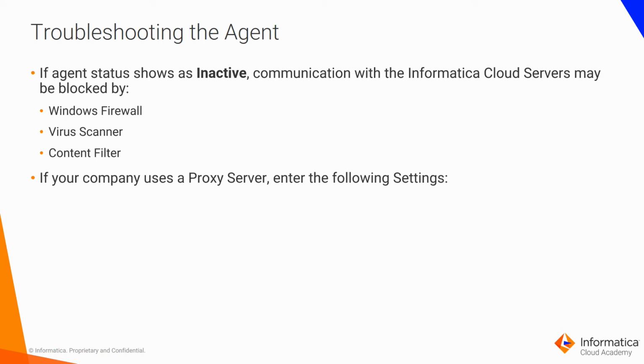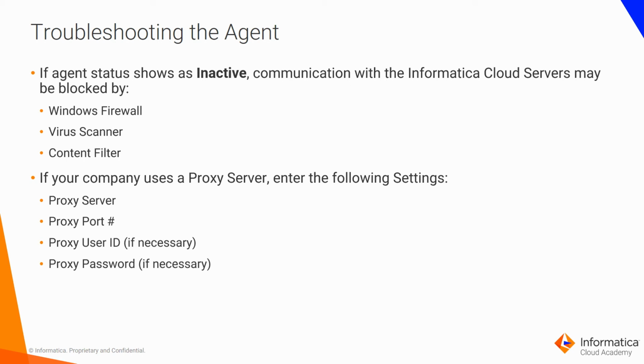If your company uses a proxy server, then you will need to configure proxy server settings for the Informatica Cloud Secure Agent. You must first obtain your proxy server information, including proxy server name, port number, user ID and password if required. In most cases, you can obtain this information from your IT department. In some cases, you can discover the information using your web browser or a detector application available on the internet.